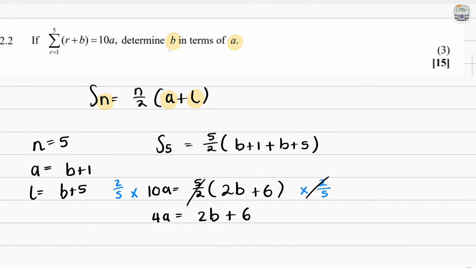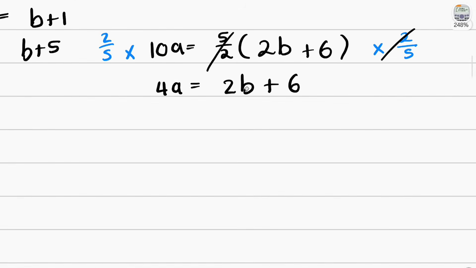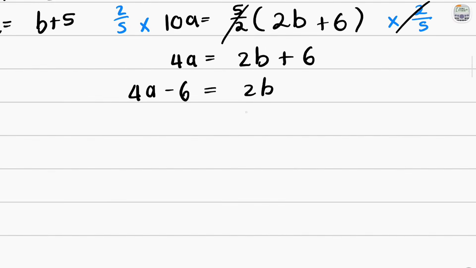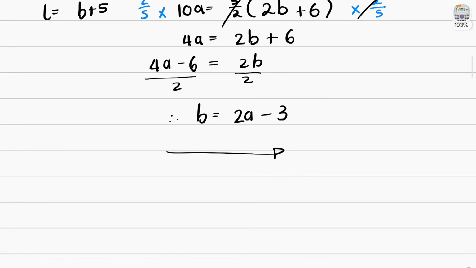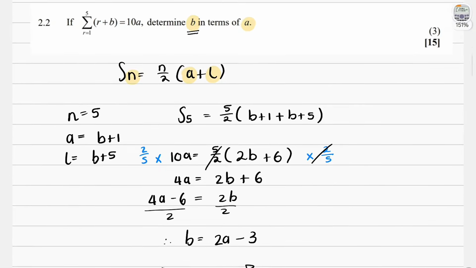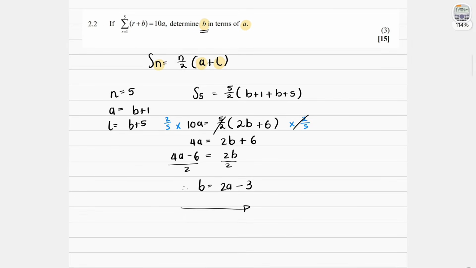We simply have to determine b in terms of a. So solve for b, and it will be in terms of a. You can transpose 6. So we have 4a minus 6 is equal to 2b, and divide both hand sides of this equation by 2. Therefore, b is equal to 4a divided by 2, which is 2a, and negative 6 divided by 2 is negative 3. And there we go. This is b in terms of a, and that is our answer. And that is it for question 2.